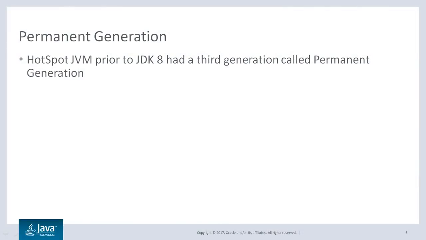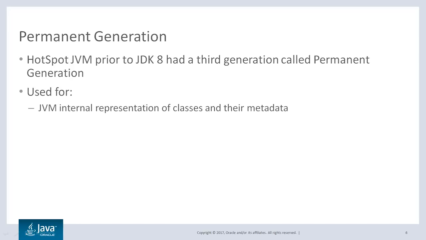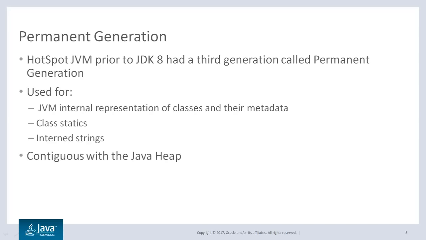Prior to Java 8, HotSpot had a third generation, called the permanent generation. The JVM uses an internal representation for Java classes and their metadata, such as methods and field symbols, bytecodes of methods, and static field values, etc. In Java versions prior to 8, the representation of classes and their metadata is stored in the permanent generation. In turn, strings are also stored in this space. The space of this generation is contiguous with the Java heap.